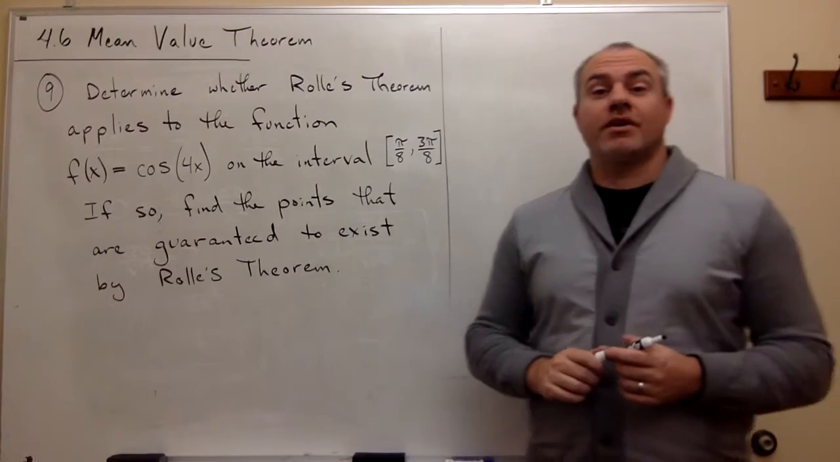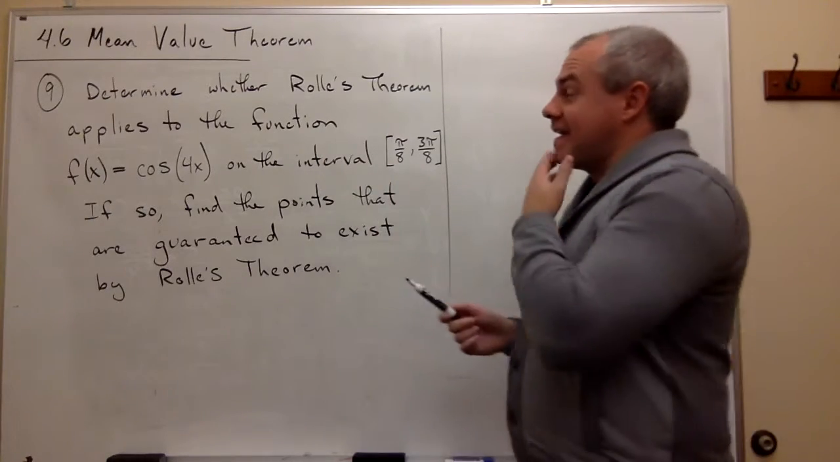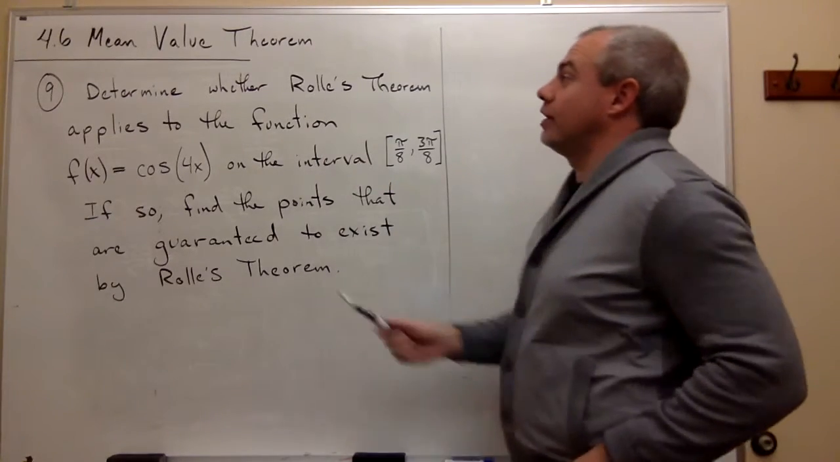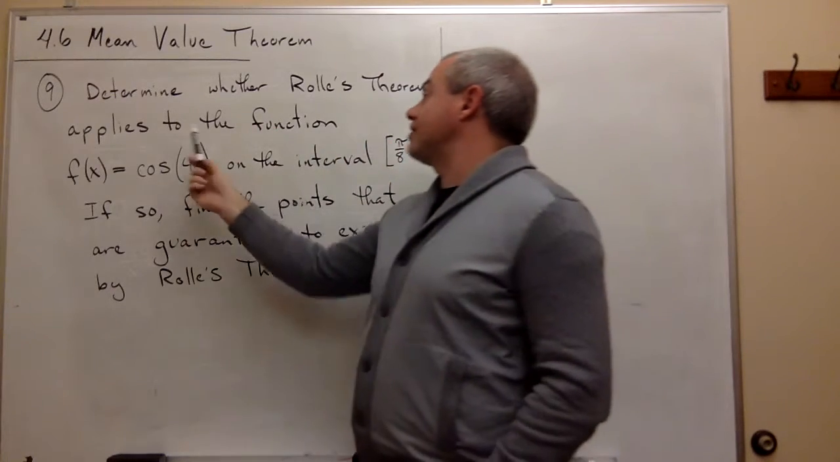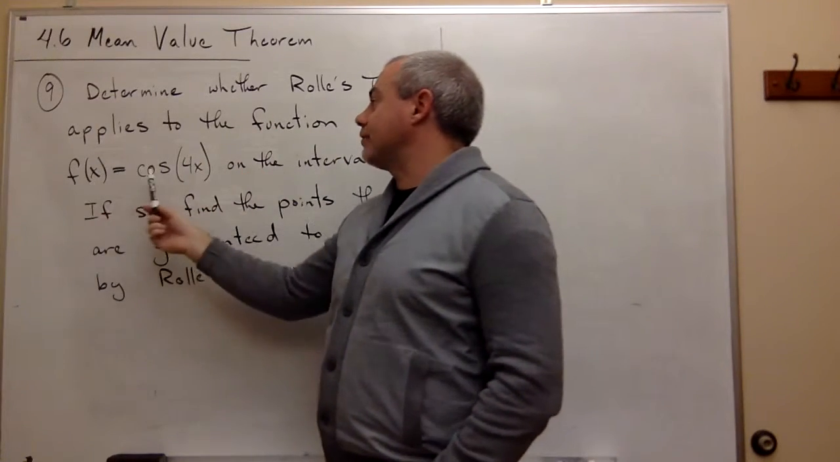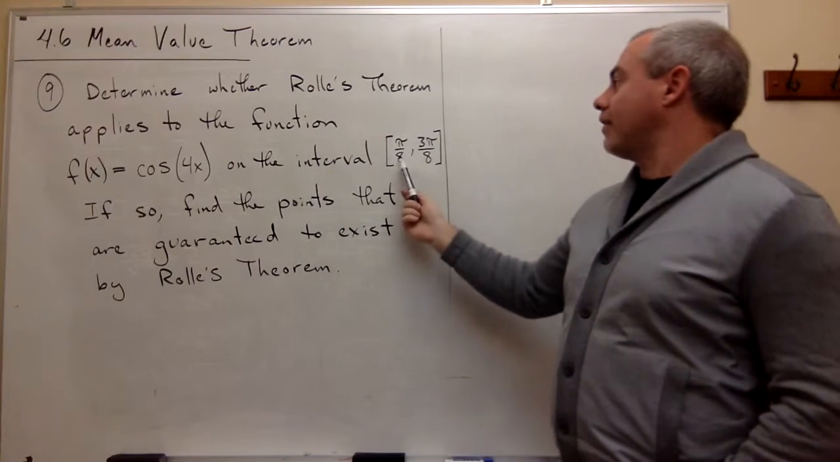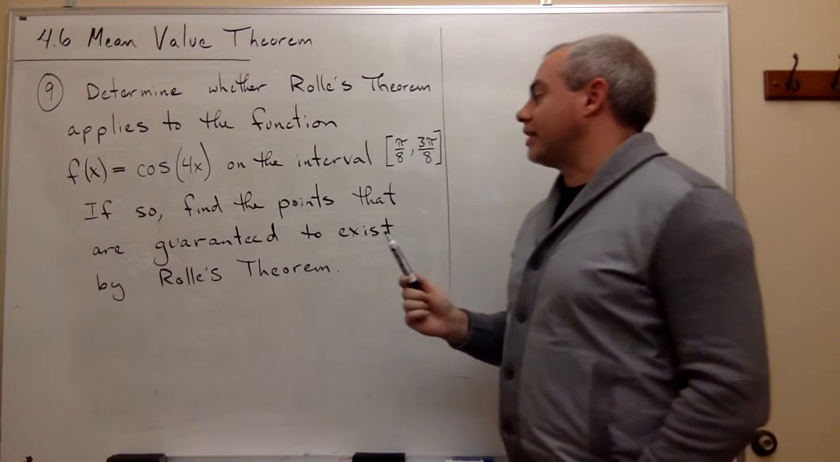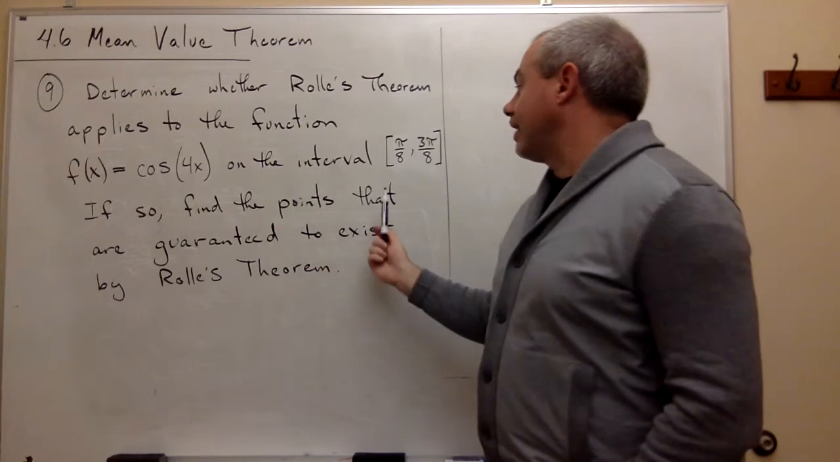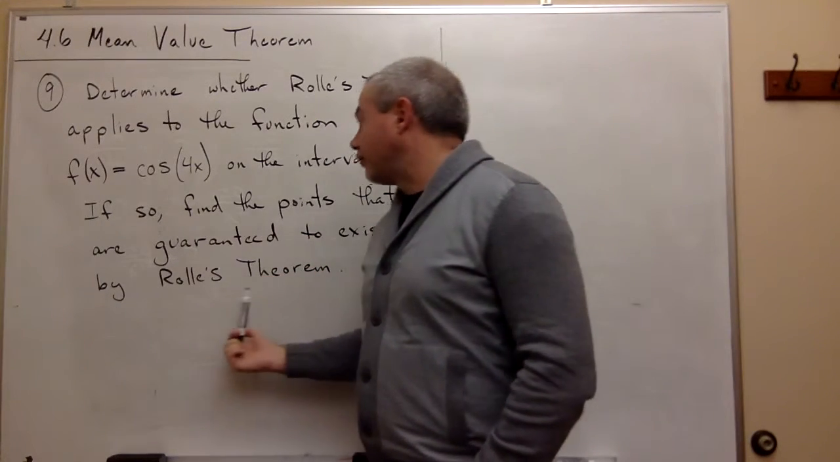All right, now let's talk about problem number 9. In problem number 9, we want to determine whether Rolle's theorem applies to the function f of x equals cosine of 4x on the interval pi over 8 to 3 pi over 8. And if so, find the points that are guaranteed to exist by Rolle's theorem.